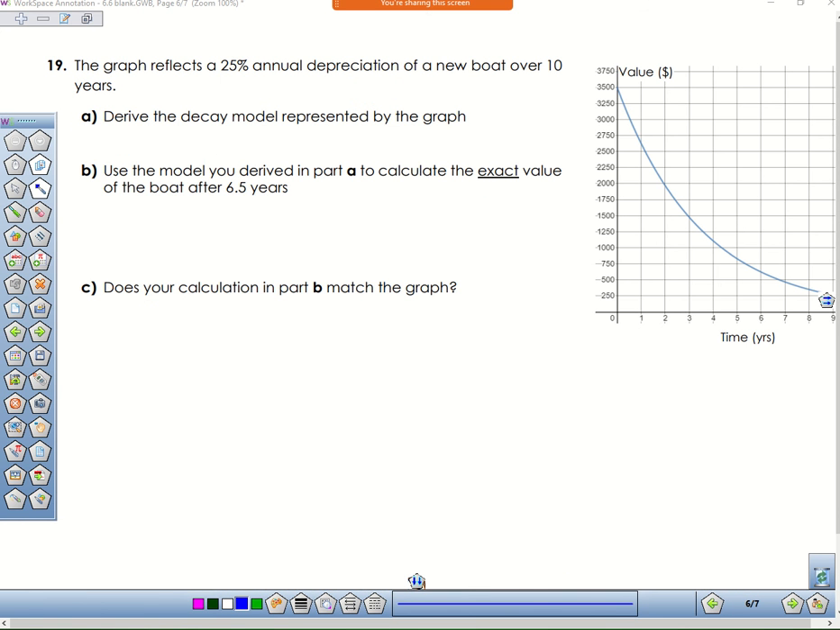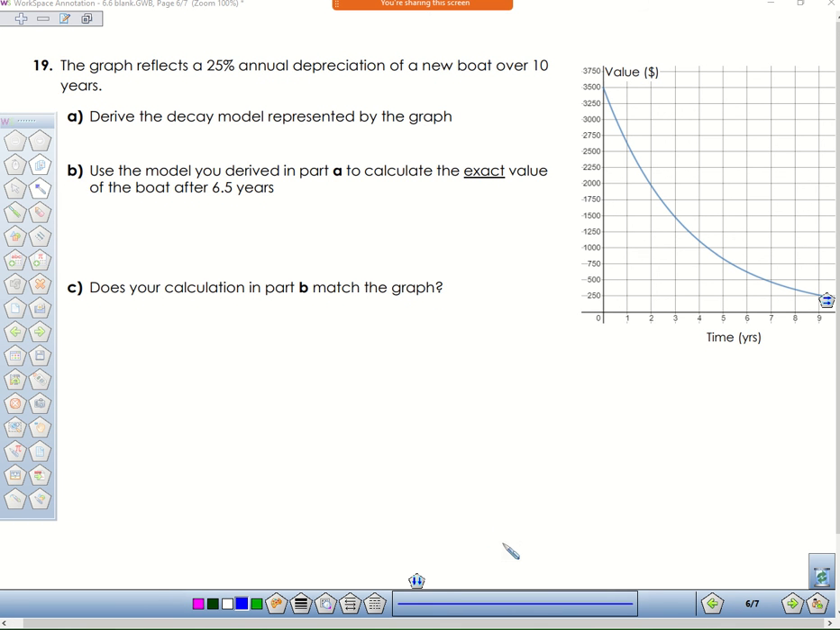Alright, so number 19 says, the graph reflects a 25% annual depreciation of a new boat after 10 years. So depreciation means that the value is going down. Yes, so as you can see, the value is going down. So what do you think time 0 represents? Right here. What does time 0 represent? Probably newly bought. Yeah, newly bought boat. So basically, we can see from the graph that when the boat was purchased, it was purchased for $3,500. Everybody see how I figured that out from the graph? And then its value depreciated over that time at a 25% rate over 10 years.